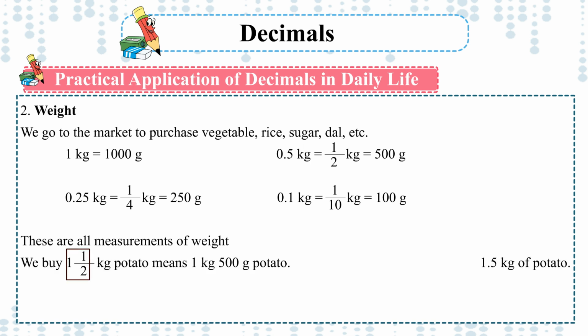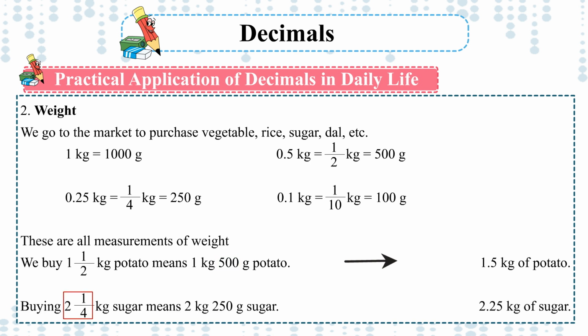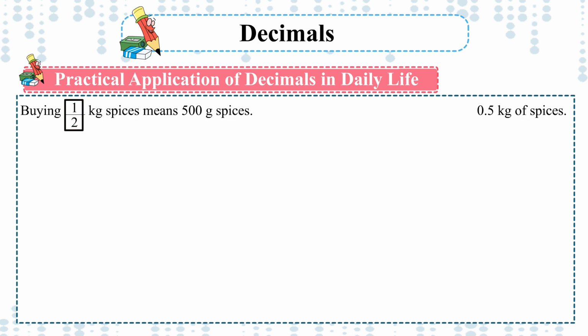We buy 1 and 1 upon 2 kilograms potato, means 1 kilogram 500 gram potato, 1.5 kilogram of potato. Buying 2 and 1 upon 4 kilograms sugar means 2 kilograms 250 gram sugar, 2.25 kilogram of sugar. Buying 1 upon 2 kilograms spices means 500 gram spices, 0.5 kilogram of spices.